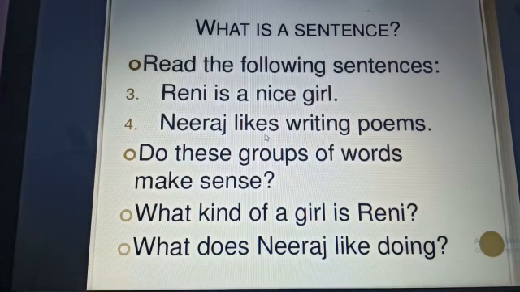Okay, answer me a few questions. What kind of girl is Rennie? What does Neeraj like doing? Well, the answer is quite clear. Rennie is a nice girl and Neeraj likes writing poems. And why were you able to answer these questions? Because the words of these sentences are arranged in a proper order.